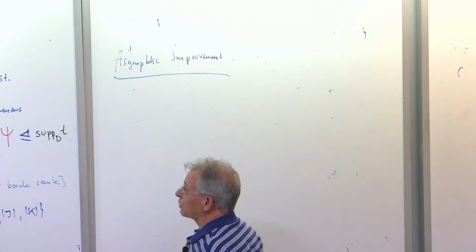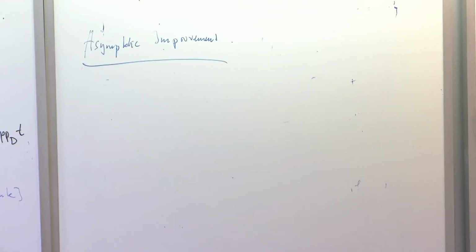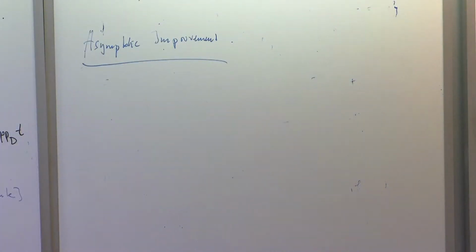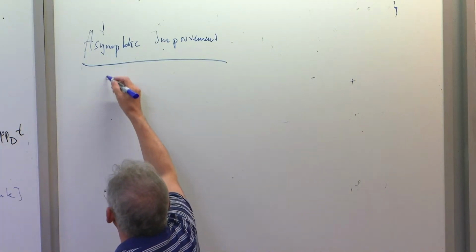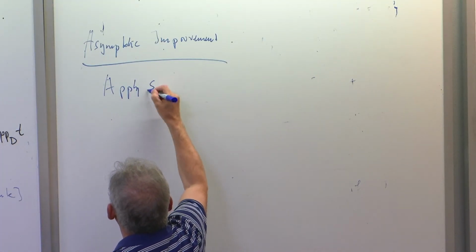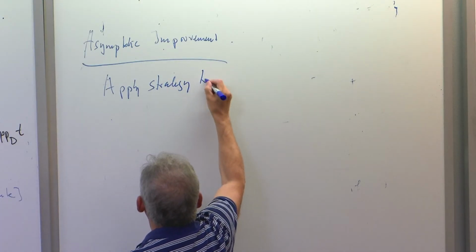But the point is, there is more to it. For the strategy, we need an asymptotic improvement. So what we are going to do, this strategy is okay, but if we have this example of T, we will replace T by a high tensor power. So we apply this strategy to the tensor power.